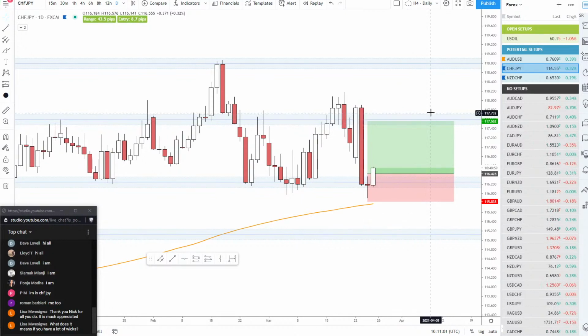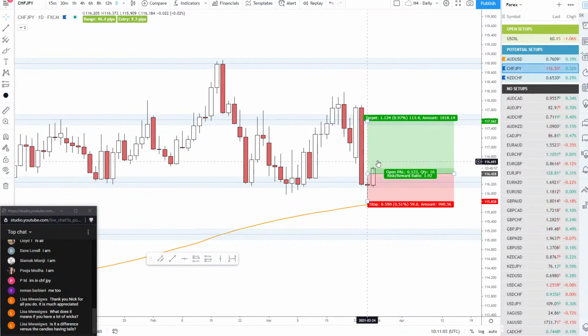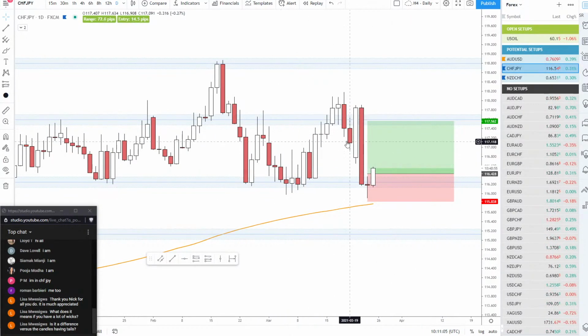Now, because this pair in particular has pretty big wicks, you'd probably want to trail further back. So maybe wait till it hits 1.5R to move your stop to 0.5R kind of thing.